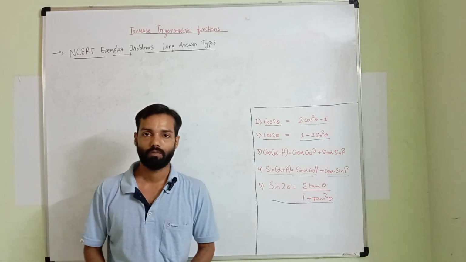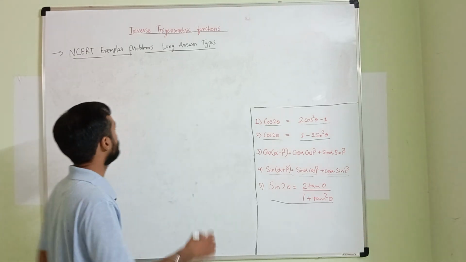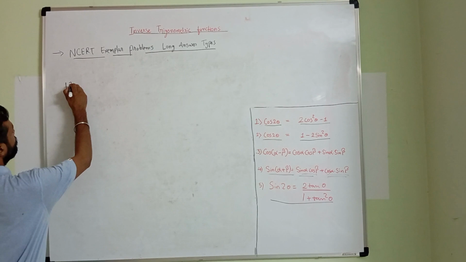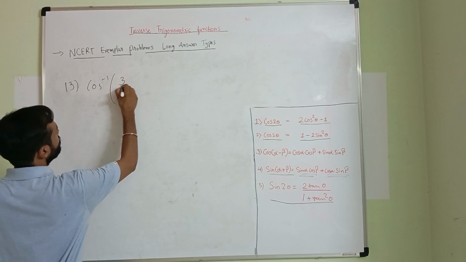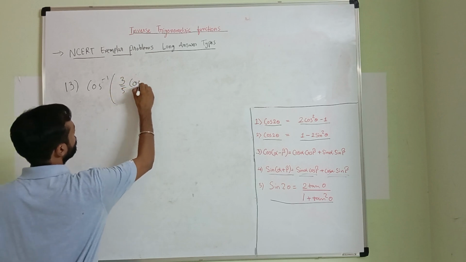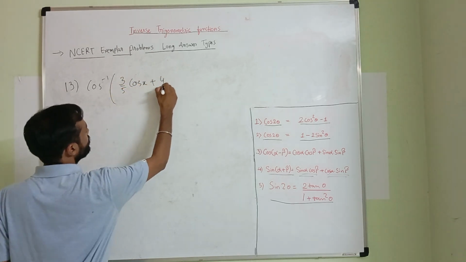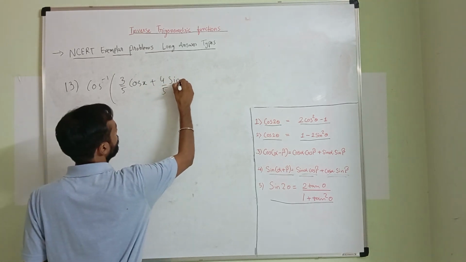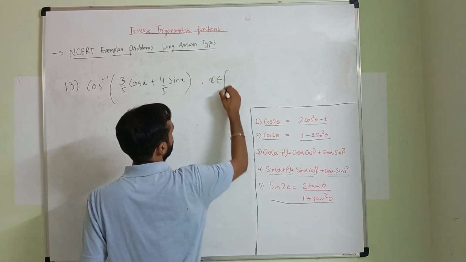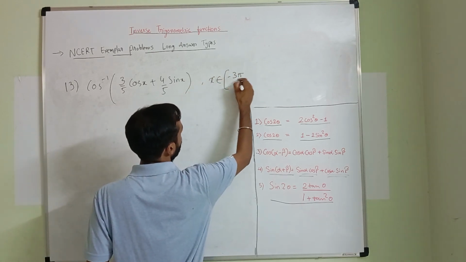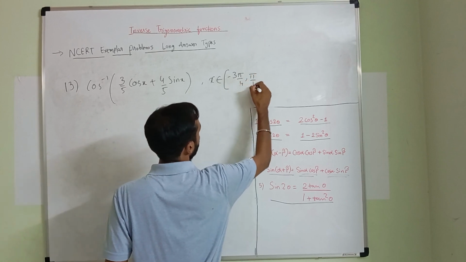Next is example number 13. In this we have to find the value of cos inverse of (3 by 5 of cos x plus 4 by 5 of sin x). Here x is given, that is it belongs to minus 3 pi by 4 to pi by 4.